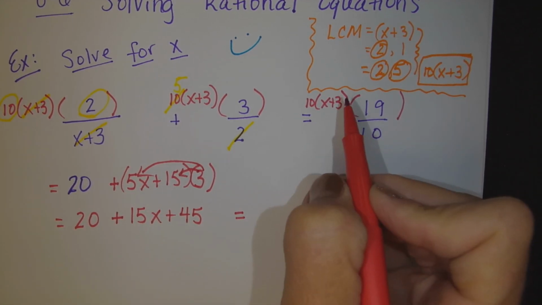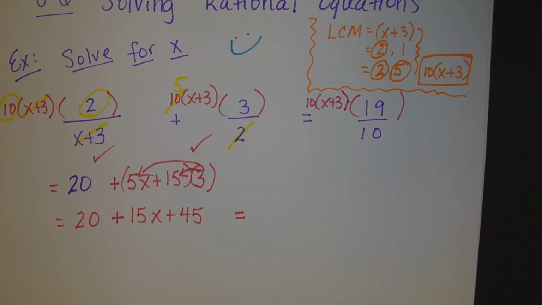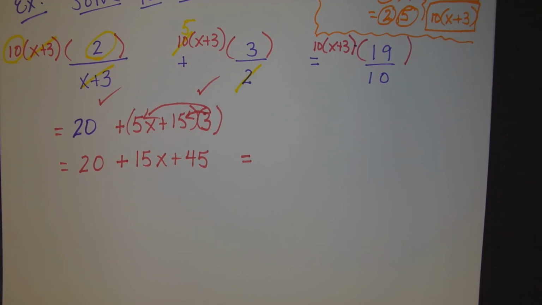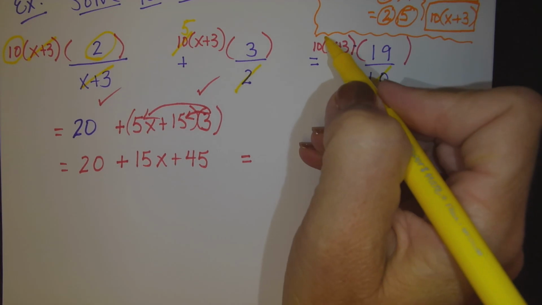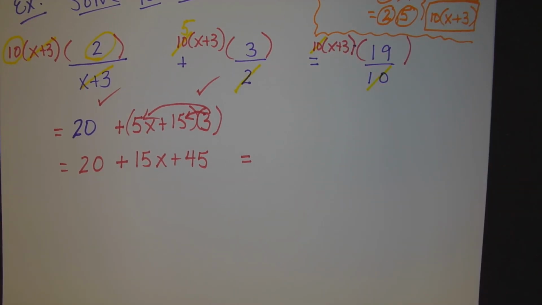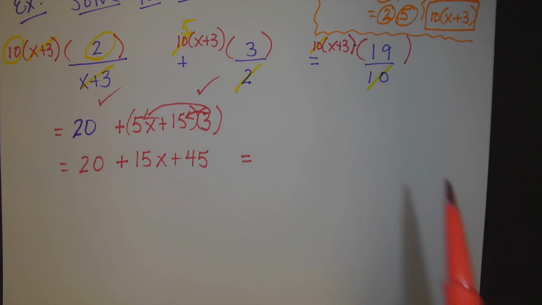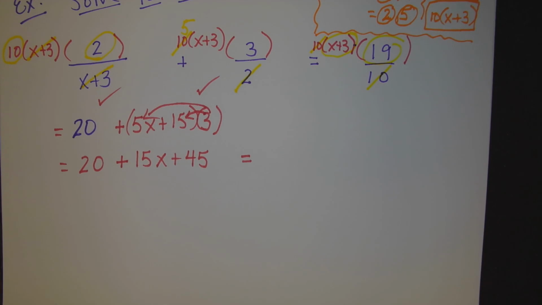Equals, now, we did that one. Let's do, the 10s cancel, absolutely. So let's do, get my yellow. Cancel, cancel. So like we said before, what do you have left? x plus 3, 19. And once you distribute again, bless you.